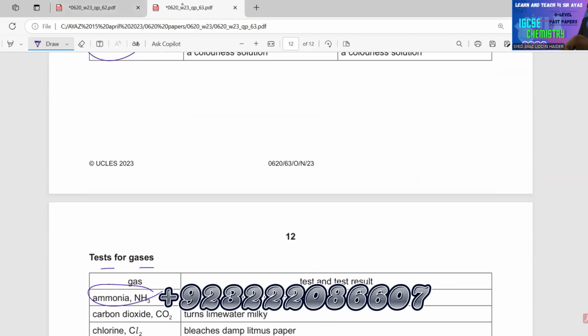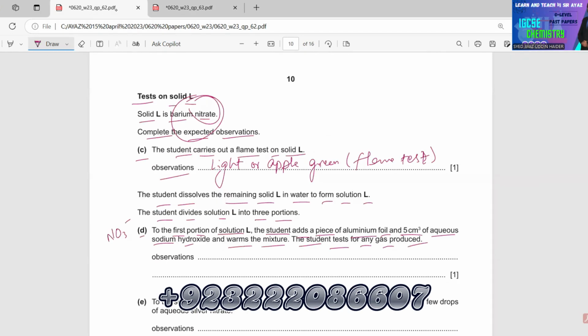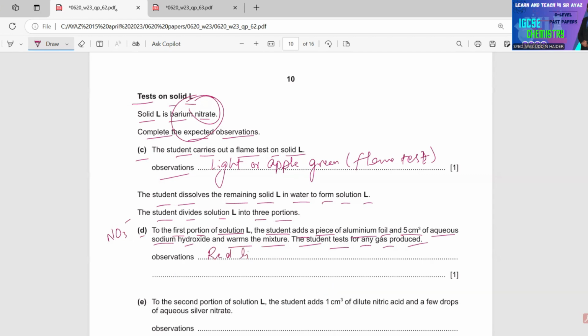So you write: red litmus paper turns blue.